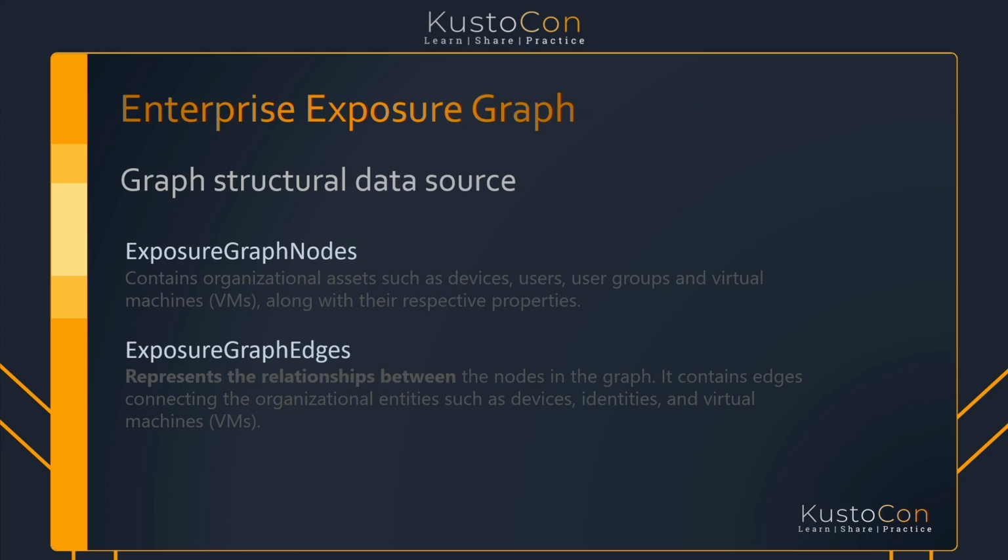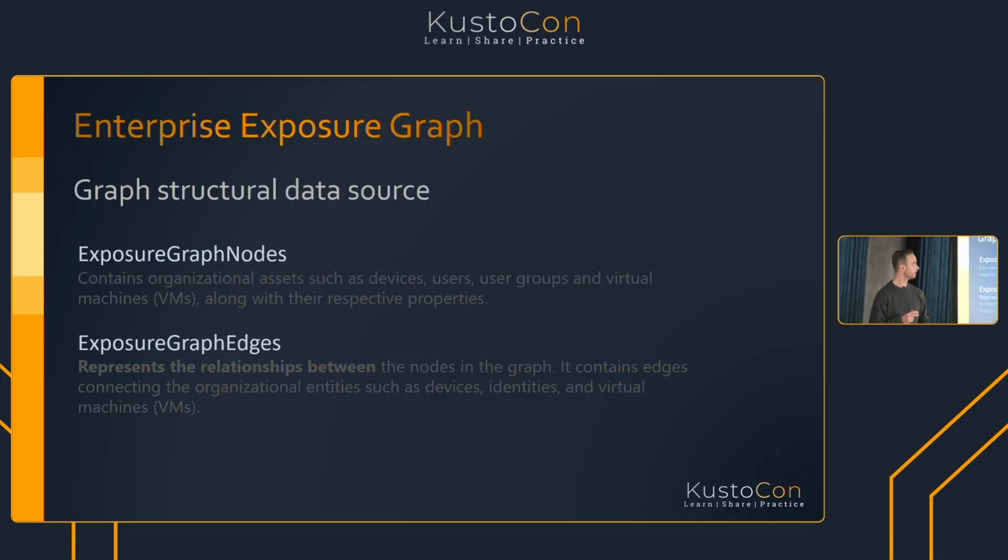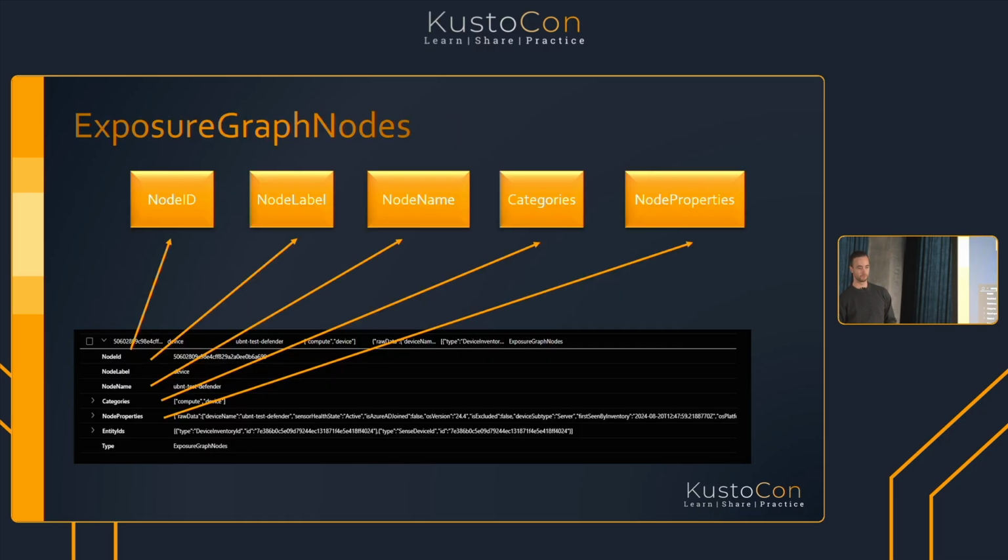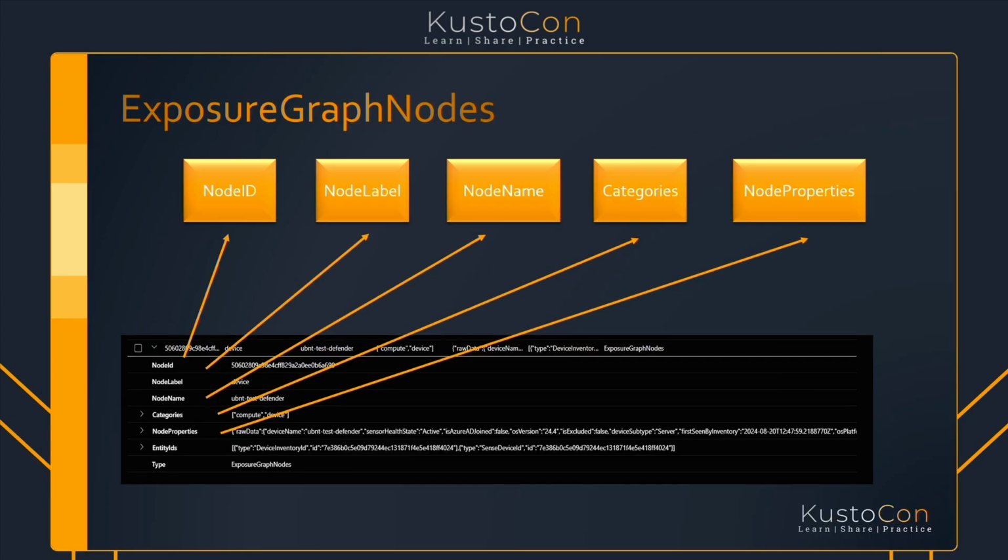So what is the Enterprise Exposure Graph? It's a graph structural data source, and it consists of 2 tables. There's the exposure graph nodes, that are the assets in your environments, like your devices, users, user groups, cloud resources, and so on. And you got your edges, and that are the relationships between the nodes in the graph. You already heard Olaf talking about it, but these are the 2 available tables, nodes and edges, that are available in the exposure graph. So let's have a look at those tables, and let's see what the data structure of the schema looks like.